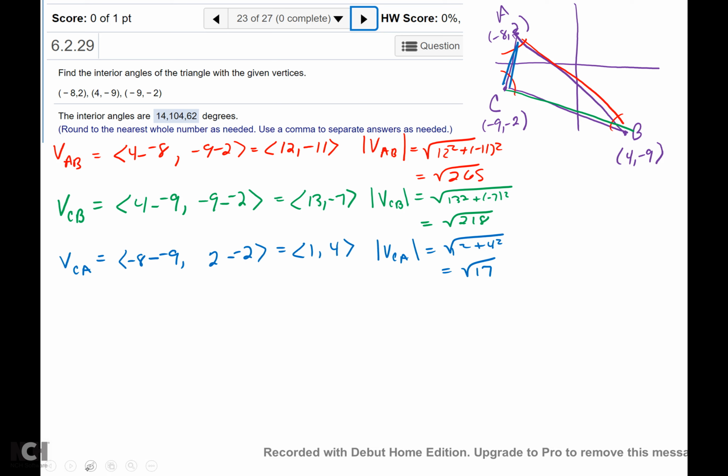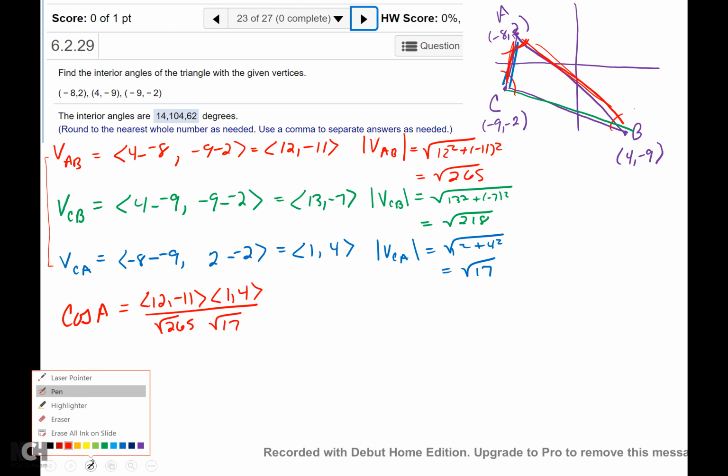So now that I have all of that mess, I gotta find the three angles. It doesn't matter where you start. I'm going to find A first. So cosine A. If I'm trying to find what A is, that's the vector between AB and AC. These two. So I would say that it is 12, negative 11 times 1, 4 over the magnitude of AB, which is 265, and the magnitude of 1, 4, which is the square root of 17.